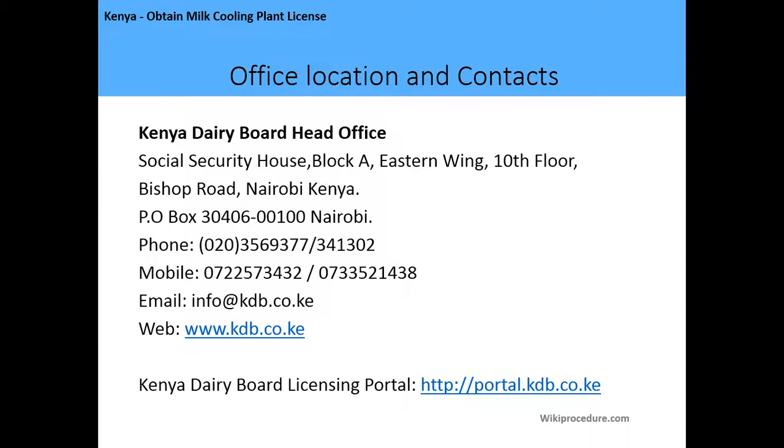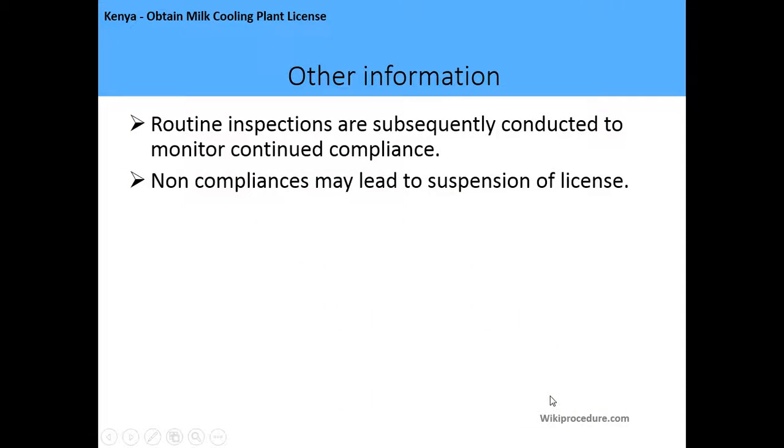They are located at Bishop Road in Nairobi, Kenya, at the Social Security House, and you can visit them through their website, www.kdb.co.ke. The online licensing portal can be accessed through this link right here. And other information is that routine inspections are subsequently conducted to monitor continued compliance. Non-compliance may lead to the suspension of the license.